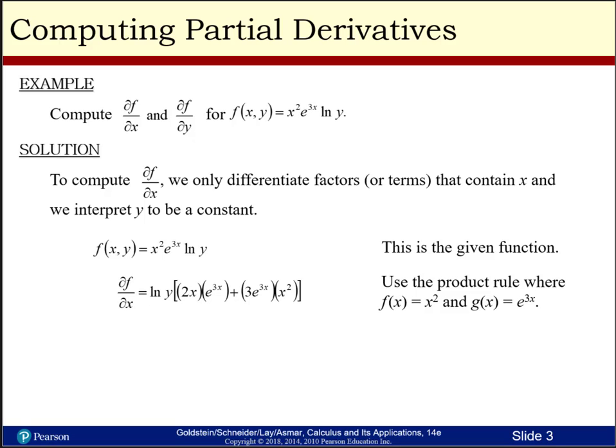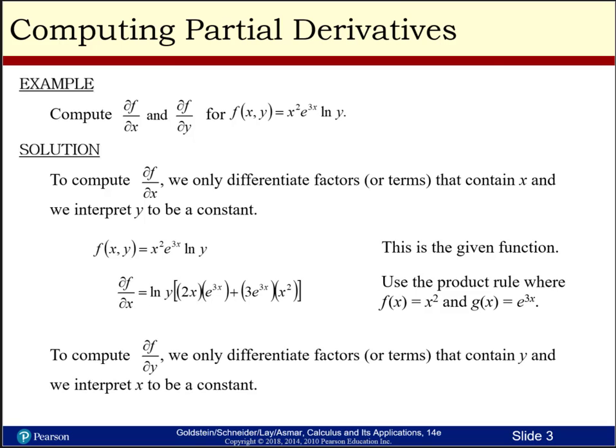So notice here we are just taking the derivative of the x squared first, that's 2x e to the 3x, plus taking the derivative of e to the 3x, which is 3 e to the 3x times that x squared, and then you would just simplify it from there.